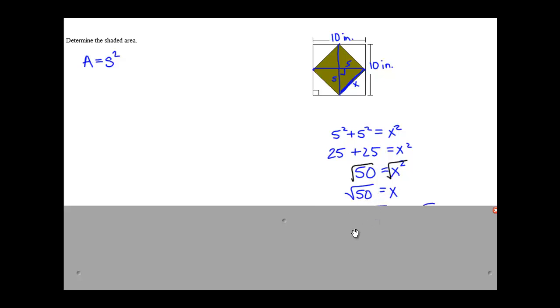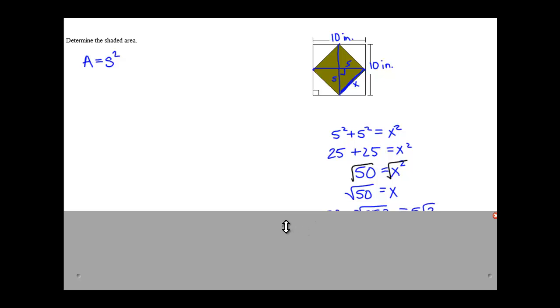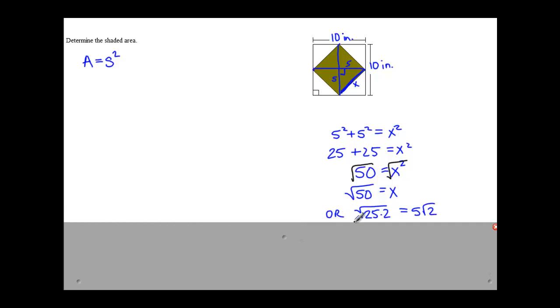Now, if I was only looking for the length of the side, I could actually simplify this radical, and the square root of 50 is also equal to the square root of 25 times 2, which is then simplified to be 5 times the square root of 2. However, even if I didn't know that this was equivalent to the square root of 50, I could also use this form. When I find the area of the square, it would be side squared.